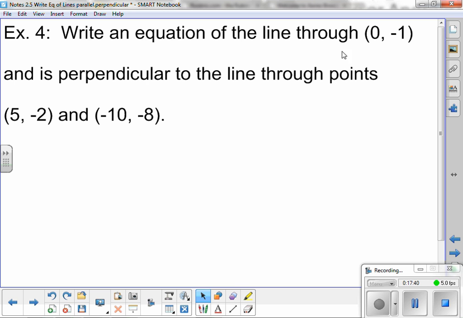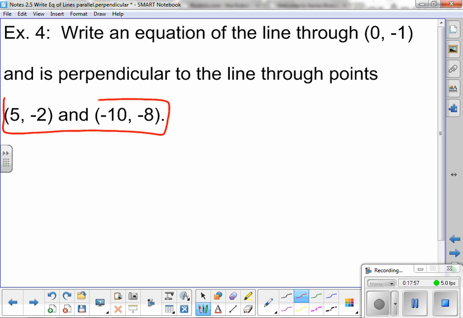Write an equation through 0, 1 and is perpendicular to the line through the points. Okay, so this stuff right here, this is their line. Now it's kind of tricky because this line is not your line. These 2 points right here, this is their line goes through that. They didn't actually give you an equation. So guess what? You get to find their equation and then use this point right here to make yours.